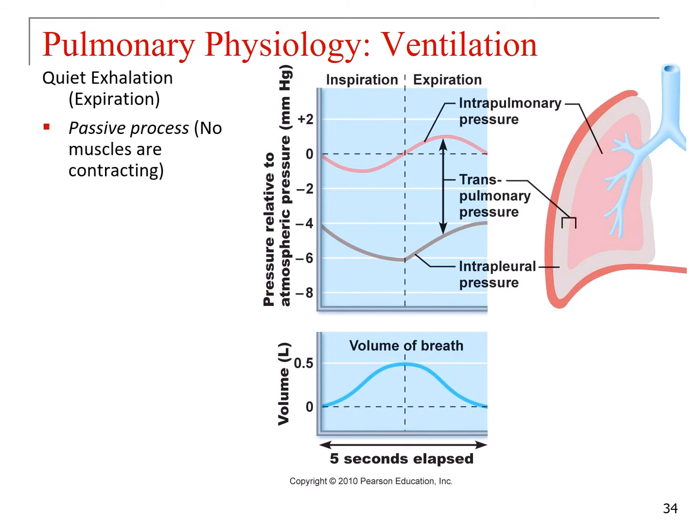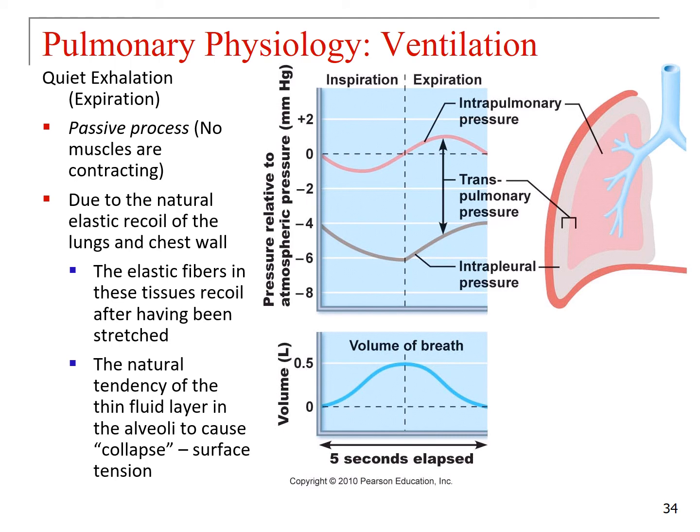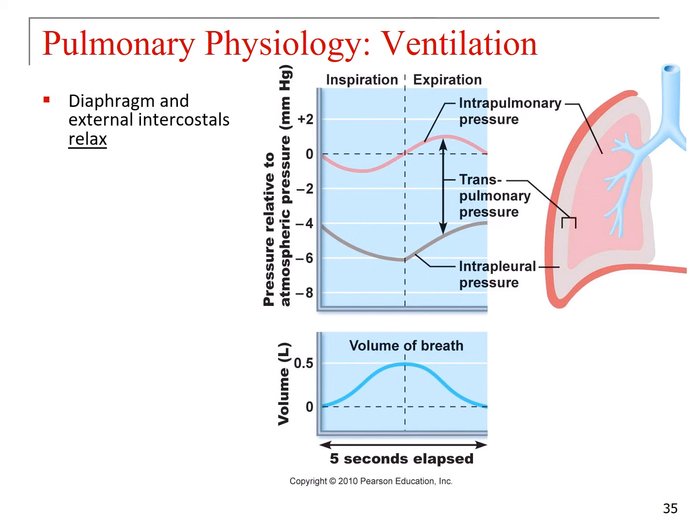So with expiration, again, it's a passive process, no muscle contraction, due to the natural elastic recoil of the lungs and the chest wall. So I mentioned fibroblasts making elastic fibers. You can see the importance of this now, that it's very important for the lungs and the chest wall to be elastic. And so surface tension again also plays a role in exhalation. And this again is the reason why you don't want to get rid of surface tension.